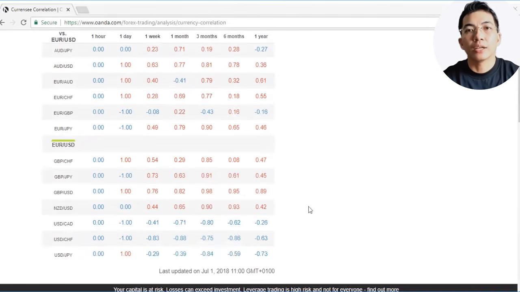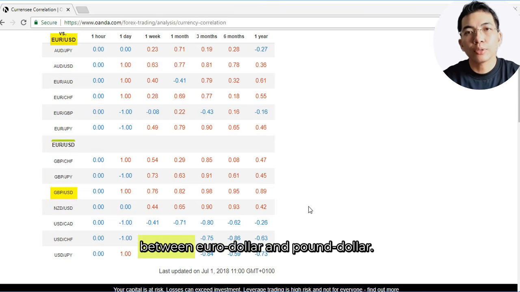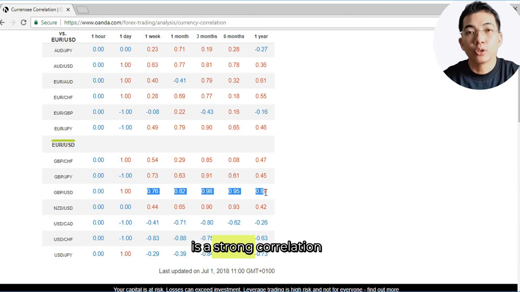If we check a correlation chart like this one on Oanda, we can see that there is a strong correlation between euro dollar and pound dollar. 1 hour and 1 day don't count for now because I'm recording this video on a Sunday, so they are 0 and 1, but if you check all the others you can see that there is a strong correlation between them. This can be explained once again looking at the single currencies instead of considering them in a pair.